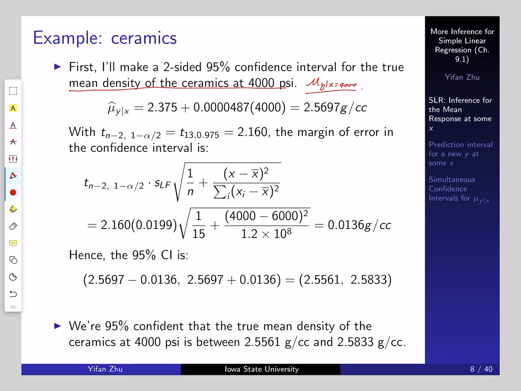And then we just plug in the estimated intercept and slope and x equals 4,000. So this is b0 and this is b1, and we get 2.5697. In the quantile, t at n-2, 1 minus alpha over 2, is t13 because n is 15 here. We have 15 observations. And 1 minus alpha over 2 is 0.975 because it is a 95% confidence interval. So looking up the table, you can check the table before, and you will get this number. So this is the quantile.